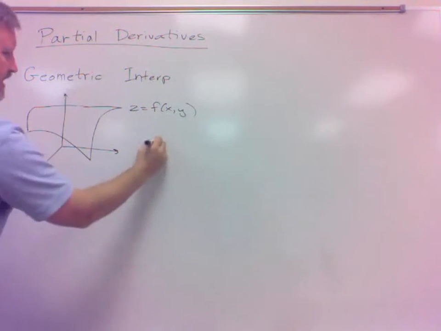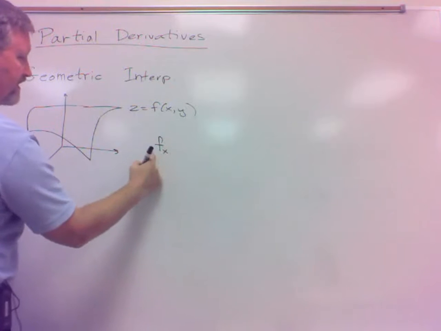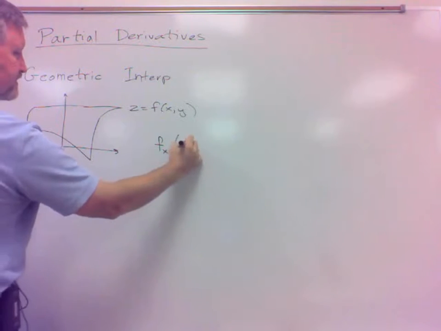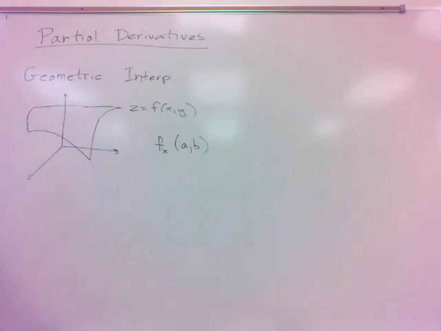Let me talk about the partial derivative of f with respect to x at the point a, b. And let's just say a, we're going to come out here, and then b, let's say is here. And so if we go up to the curve, then we're talking about, let's say, this point right here on the curve.